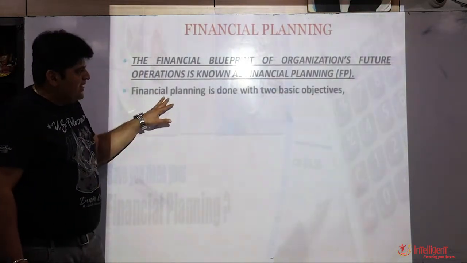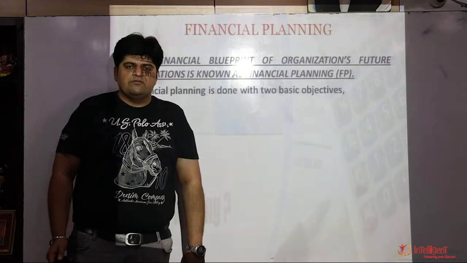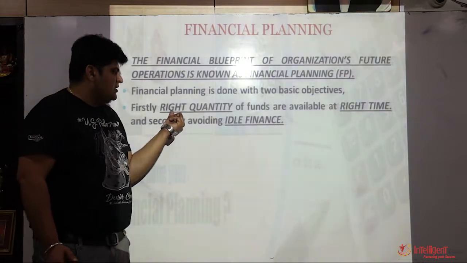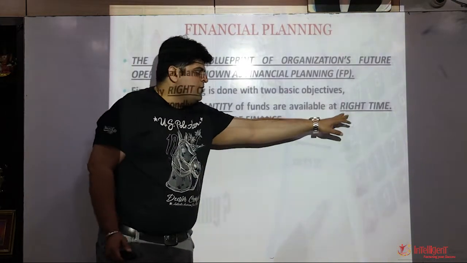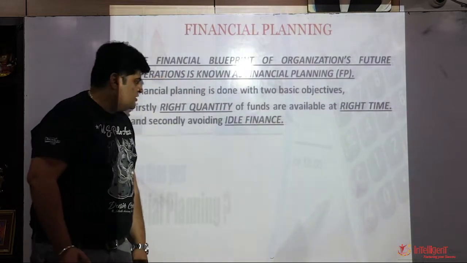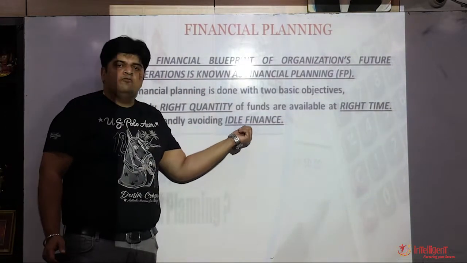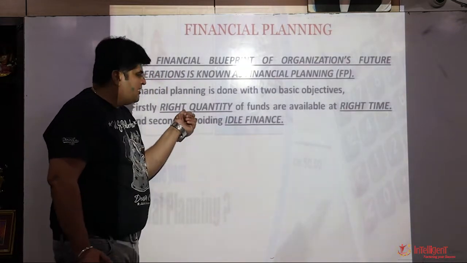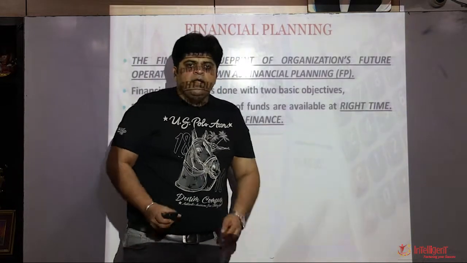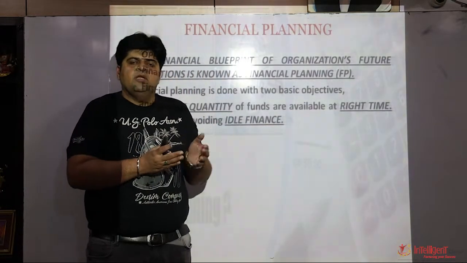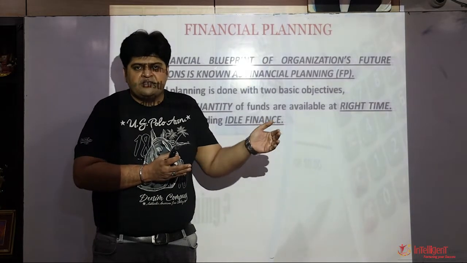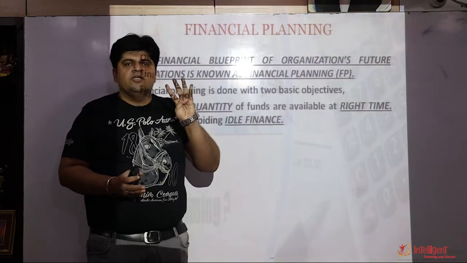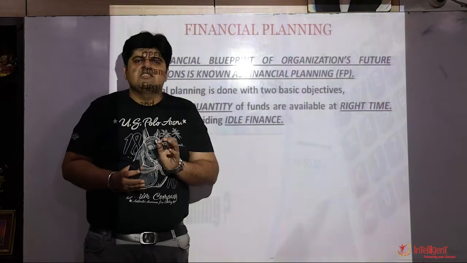Following next, financial planning is always done with 2 objectives. There are 2 purposes because of which we do financial planning. The first objective says that the right quantity of fund should be available at the right time, which is the first part, and secondly, we also have to avoid idle finance. Let me spare a minute on this. What do I mean by right quantity of fund at the right time? Right quantity of fund means, for example, a business is looking for 400 crore after 6 months, then within the period of 6 months that 400 crore must come. The 400 crore signifies the amount and 6 months signifies the time.